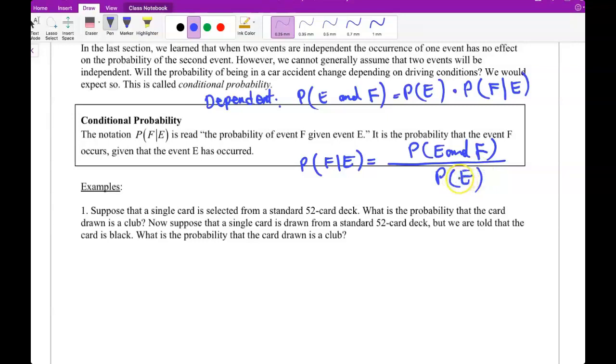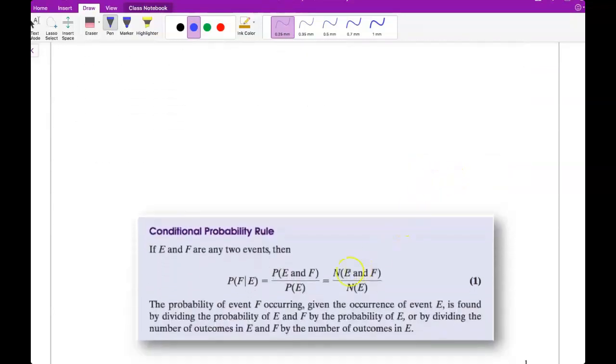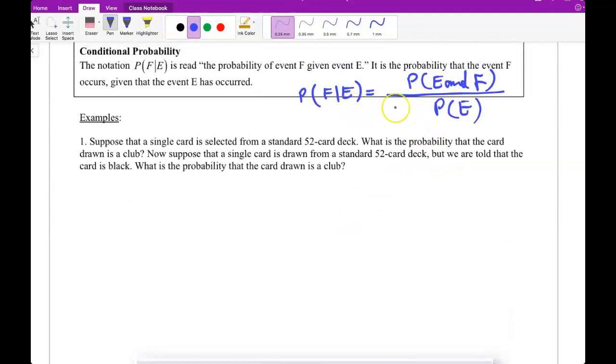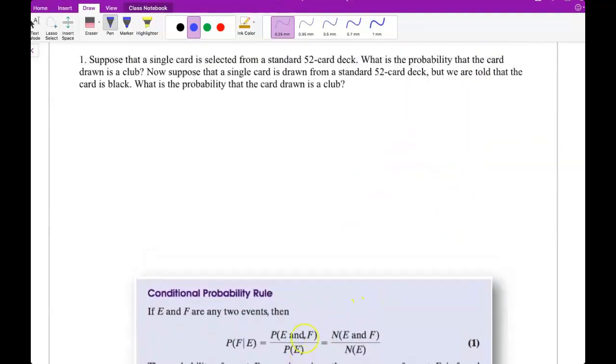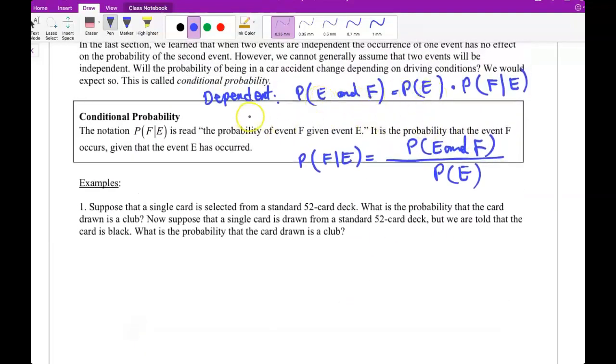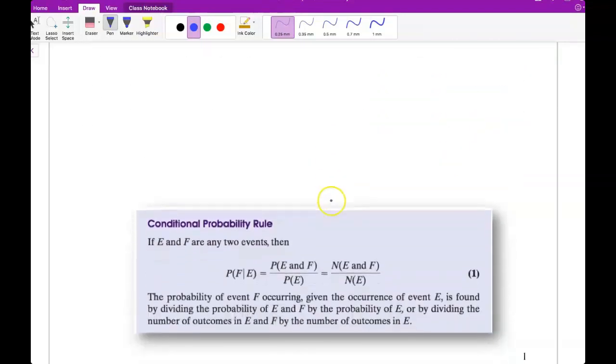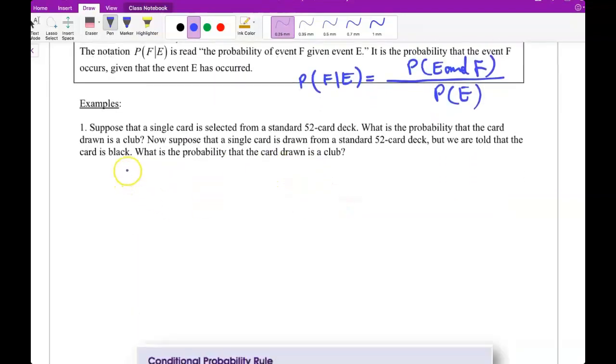Okay, so this is what we have, and that is also here on this part. So we have exactly the same thing. I only showed you how to find it based on when you have two dependent events. Okay, now example number 1.